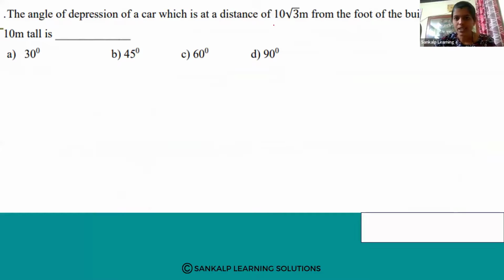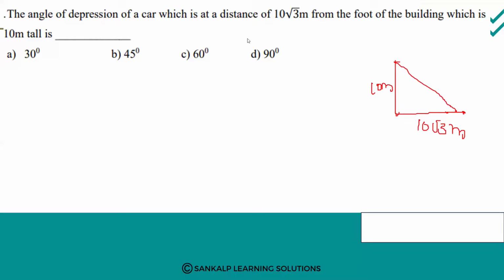which is at a distance of 10 root 3 meter from the foot of the building, which is 10 meter tall. See, this is the building that is 10 meter tall, and the angle of depression of a car which is at a distance of 10 root 3 meter, okay, from the foot of the building, which is 10 meter tall. Then here we are going to find out the angle of depression.